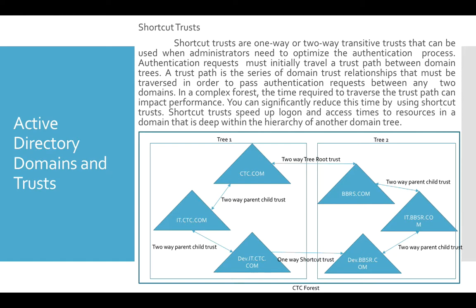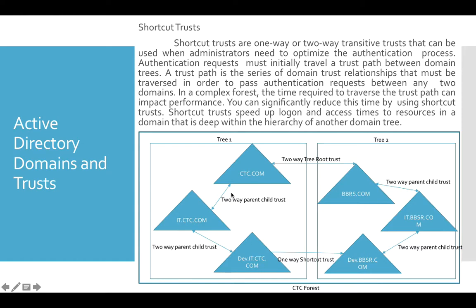Shortcut trust speeds up the login and access time to resources in a domain that is deep within the hierarchy of another domain tree. Here you can see in the CTC forest there are two trees available. One is ctc.com and another is bbsi.com, right? So here you can see under ctc.com there is a child domain it.ctc.com, and under this it.ctc.com there is another child domain developer.